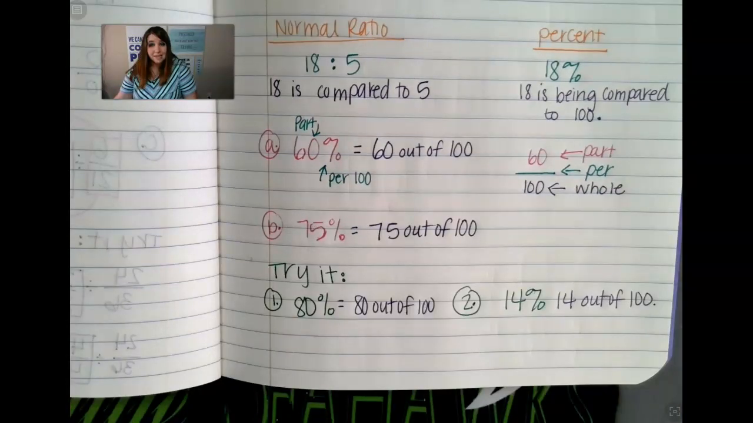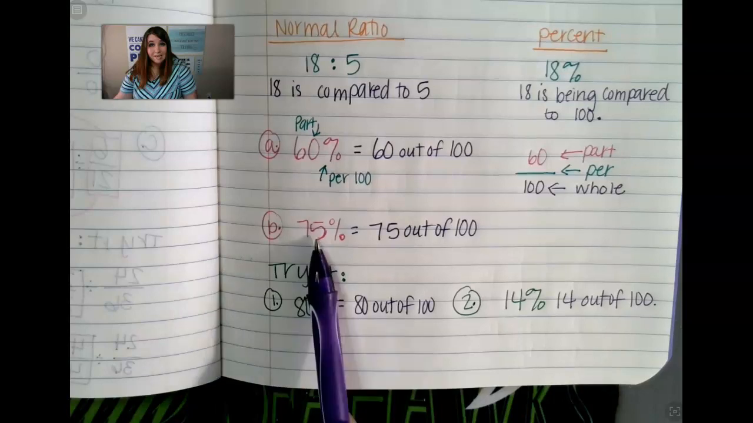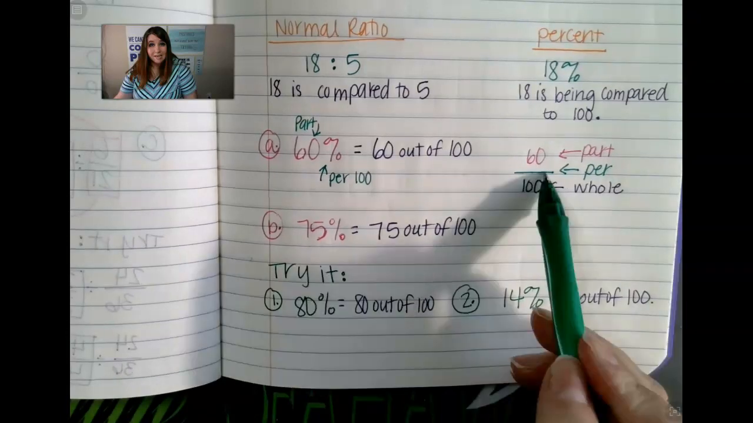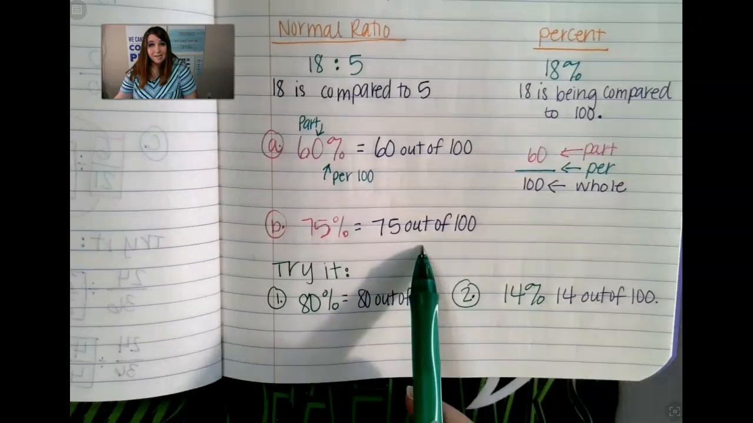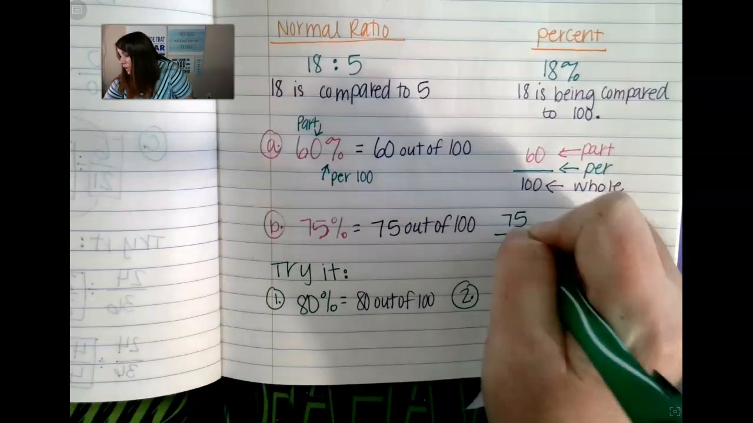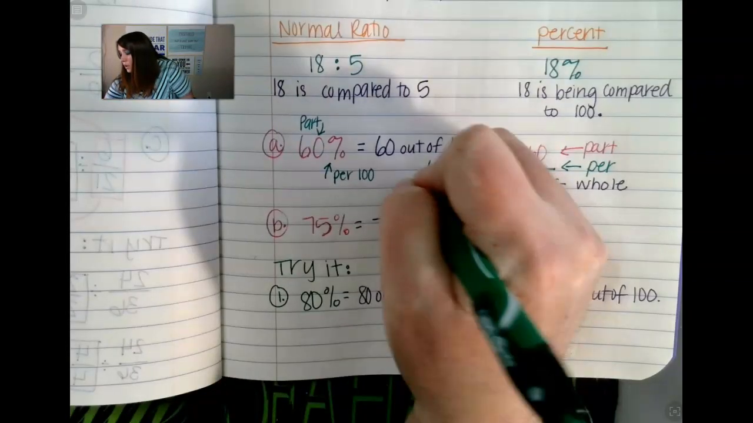Okay, now we're going to make these into fractions. We're going to use the same ideas, and now we're going to turn these into fractions. So 75 out of 100, just like up here, I had 60 over 100. It means the same thing. Out of is just a fancy way of saying a fraction. So I have 75 over 100. 60 out of 100 is 60 over 100.